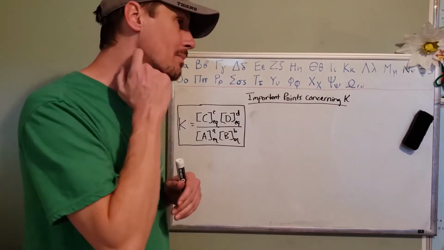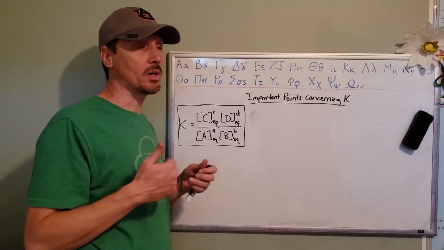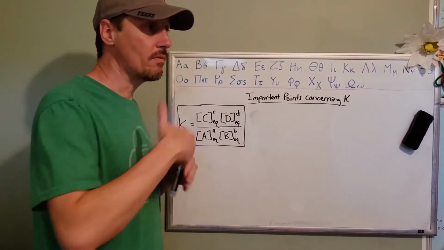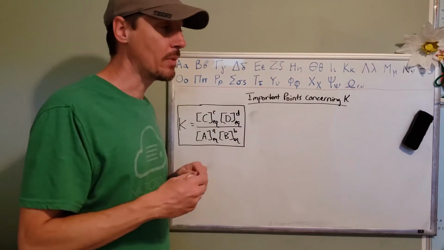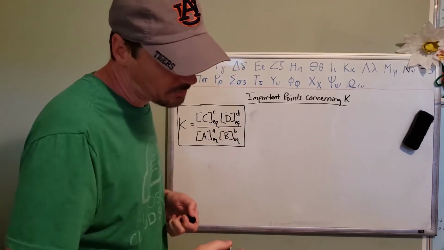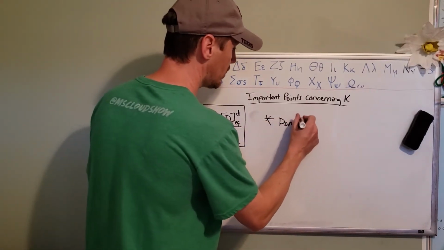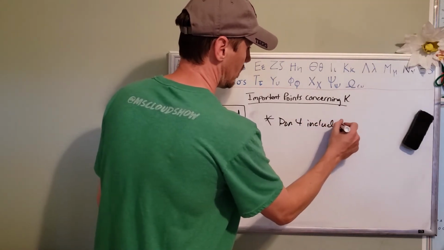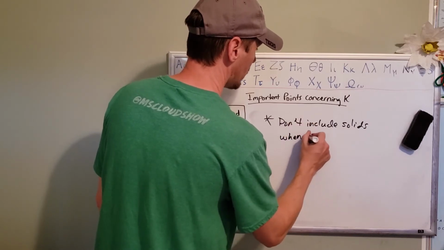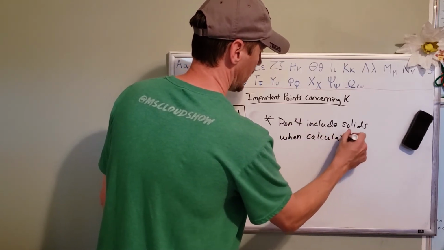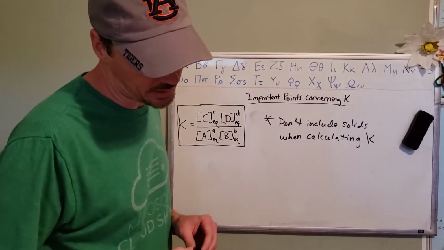Well, for a solid, if you have a solid in a reaction, its density is not going to change, because as that solid reacts and some of the solid disappears, so does the volume of that solid. So its density stays the same. And so the point that we want to make regarding solids is that if you have a solid, don't include it. Don't include solids when calculating K.